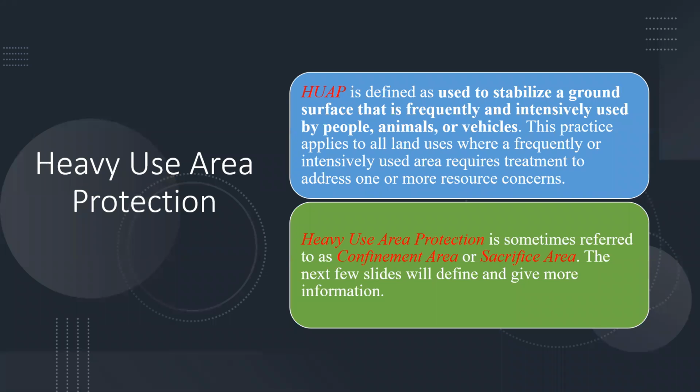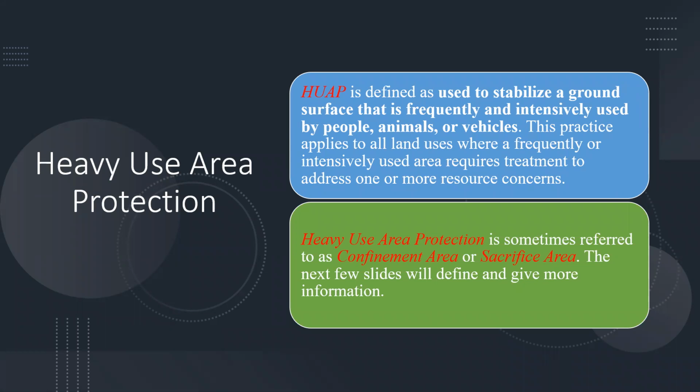Heavy use area protection. Heavy use area, or an acronym that's used a lot, HUAP, is defined as used to stabilize a ground surface that is frequently and intensively used by people, animals, or vehicles. This practice applies to all land uses where a frequently or intensively used area requires treatment to address one or more resource concerns. What is a resource concern?